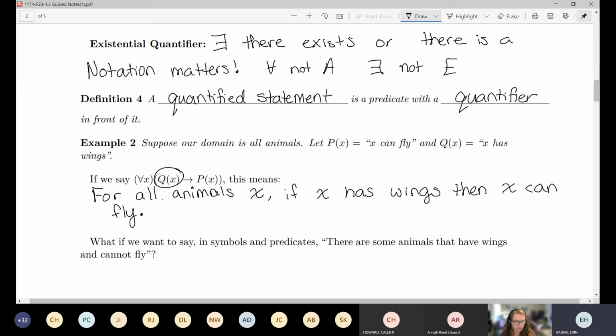Or if you prefer, all animals with wings can fly, which is a bit more usual English. But when writing these out, you'll usually go for the logical English first. If you want to change over to more everyday English, you're perfectly welcome to. But notice here, we still have X's floating around, so they're still variables.